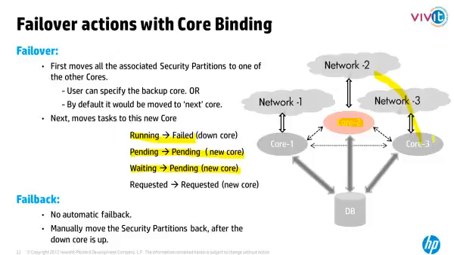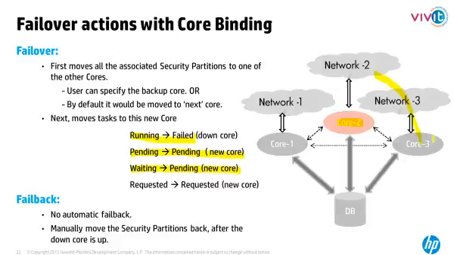Failback. There is no automatic failback, because let's say core 3 got partition 2 because of the failover. We don't know where partition 2 came from. So the user has to explicitly reassign partition 2 to core 2 once core 2 is back up. So it's a manual failback, with an automatic failover, for core binding.